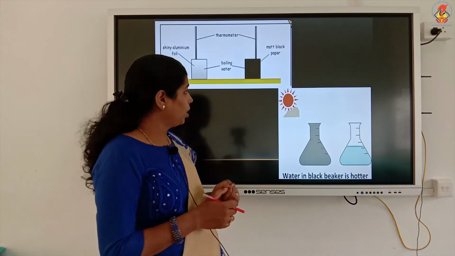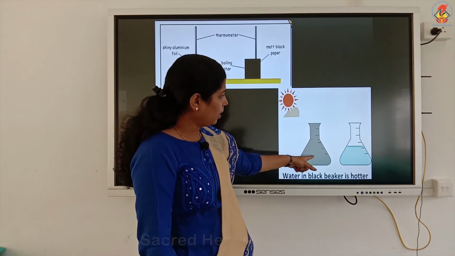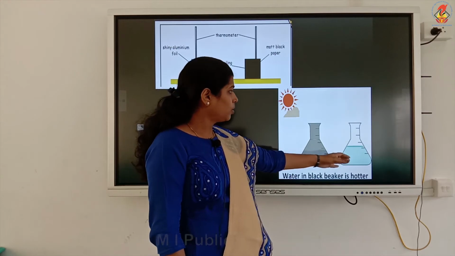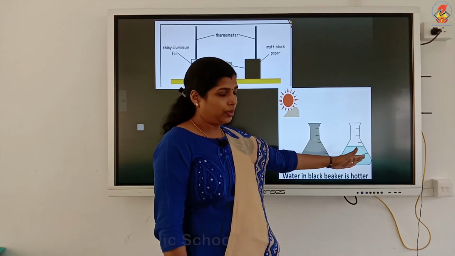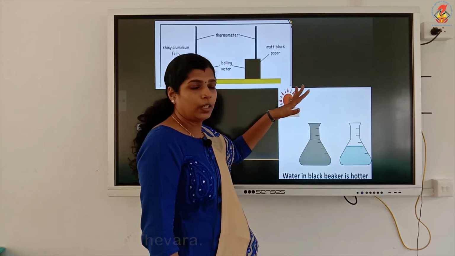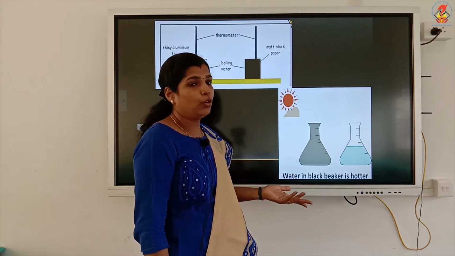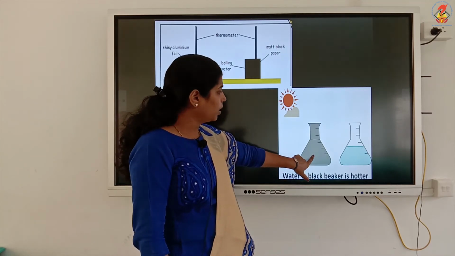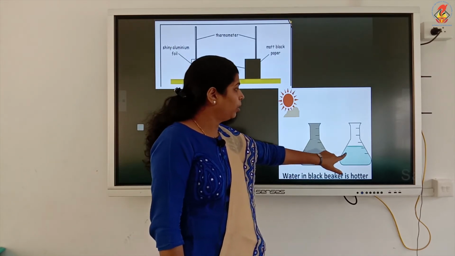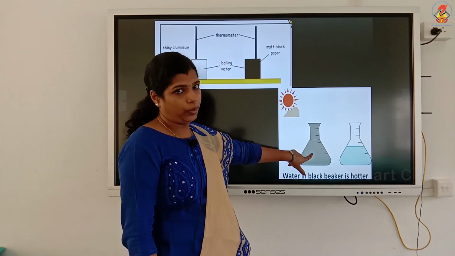Now, applications of this. Here, this beaker is covered with black paper. This one is a normal glass beaker. Both are filled with water and kept in sunlight. What will happen after some time when you note the temperature? The water in the black-covered beaker will have a higher temperature when compared to this one.